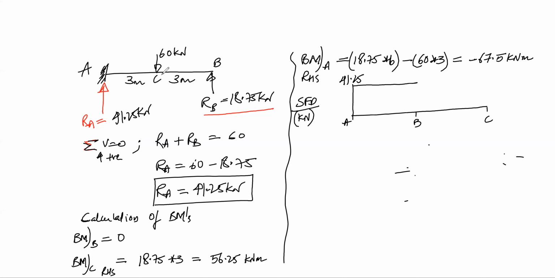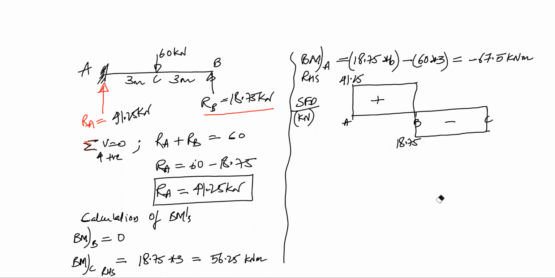And at point C, I have a downward force of 60 kilonewtons. So 41.25 minus 60 will give me minus 18.75. And from point C to point B, there is no load. So it is going to be uniform. And at point B, I have an upward force of 18.75. So minus 18.75 plus 18.75 will give me 0. So this is positive region and this is negative region. So this is about shear force diagram.